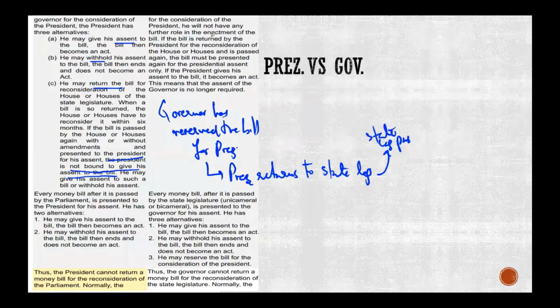But an interesting line here is, once the governor has reserved the bill for the consideration of the president, if you see the very first line here, what's happening? Why is it not underlining? Consideration of the president, the governor will have no further role.